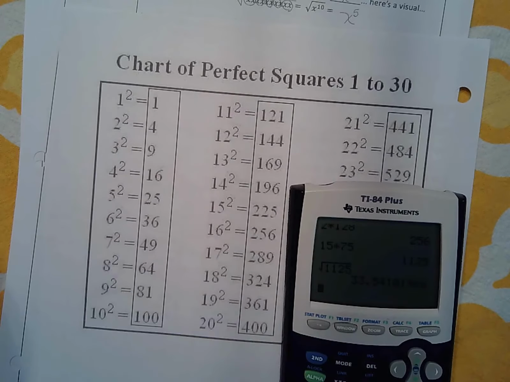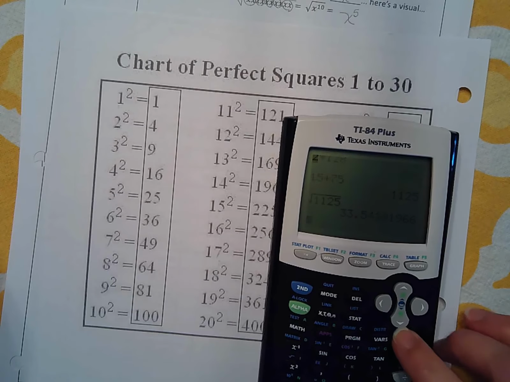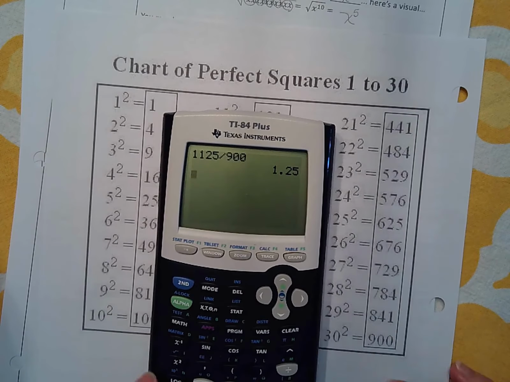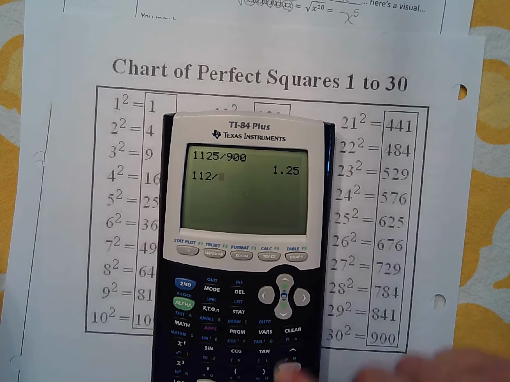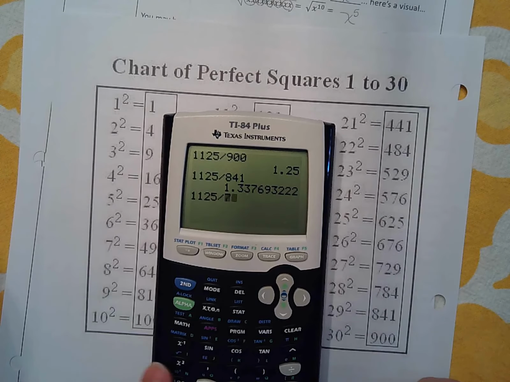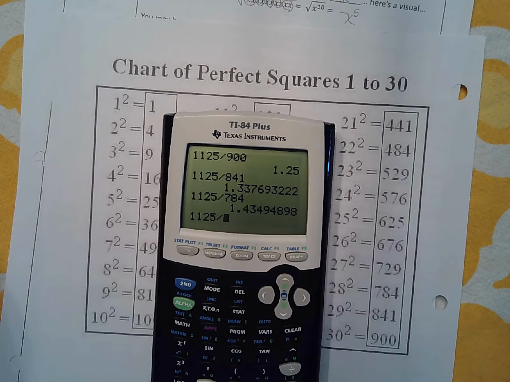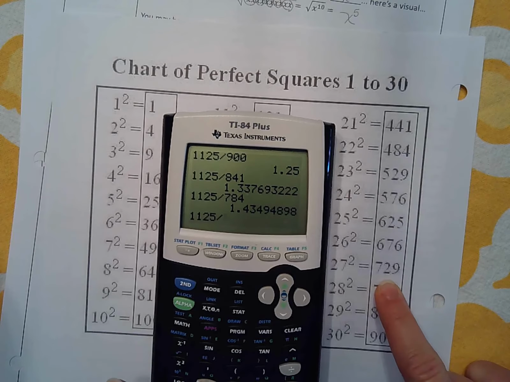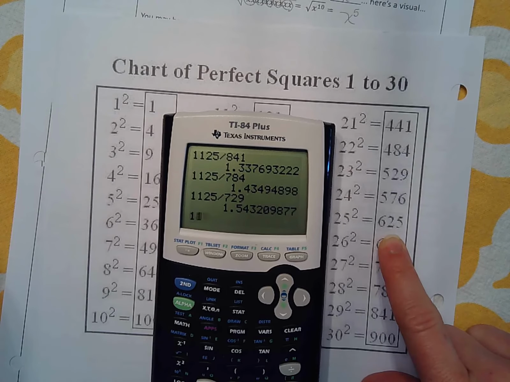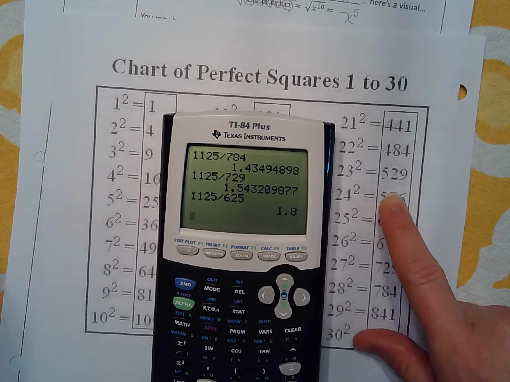Okay, so it was 1125, right guys? 1125 divided by 900. No. 1125 divided by 841. No. Divided by 784. No. You know what? I want you all to know it's not going to divide by an even number because it's an odd number. So I'm just going to work on the odd numbers, okay? Ooh, 625. Come on, 625. Oh, 529.